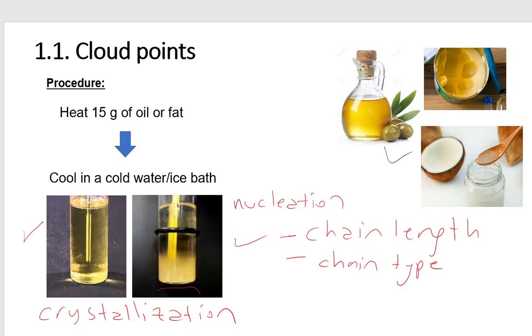So when we say type, it's like straight or bent. So when we compare the cloud points of these three lipid samples, we need to consider their chain length and type. Cloud points will be higher for triacylglycerols with longer chain length and triacylglycerols with straight chain fatty acids. And remember, saturated fatty acids have straight chains.